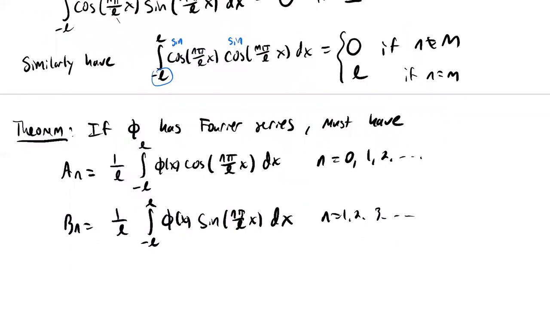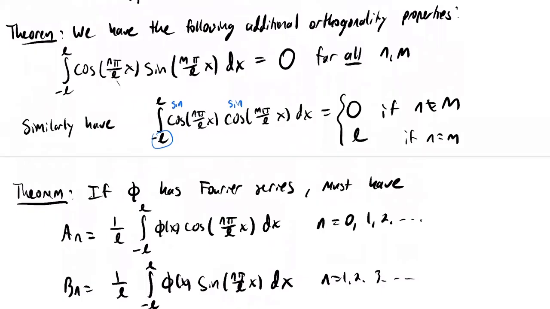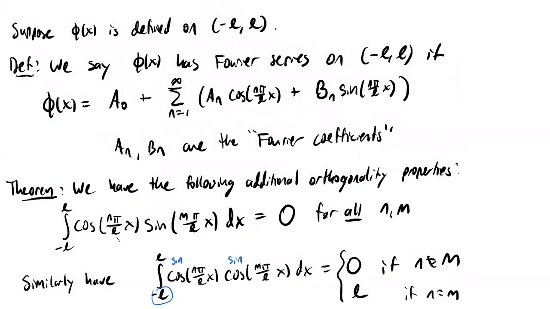Right, and so these are exactly the formulas we had from the respective cases of cosine and sine series, and so they reappear here when you look at the full series combining these two things.